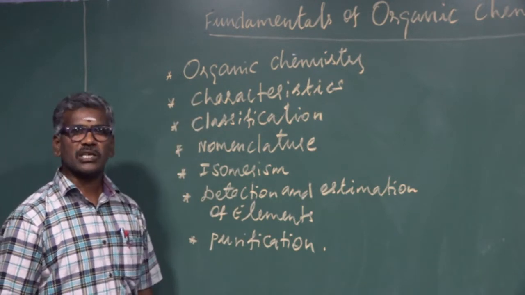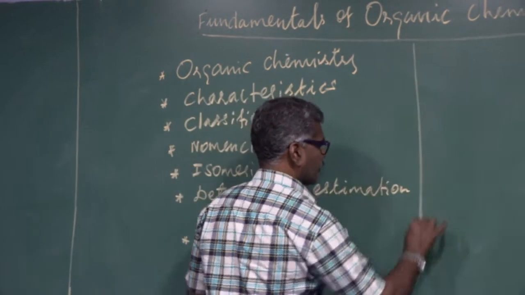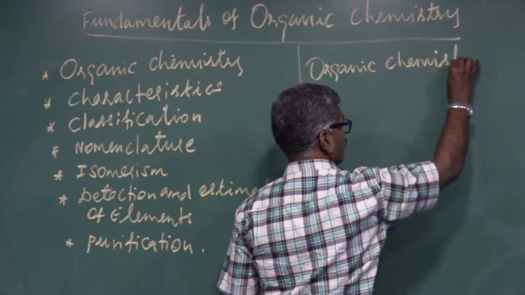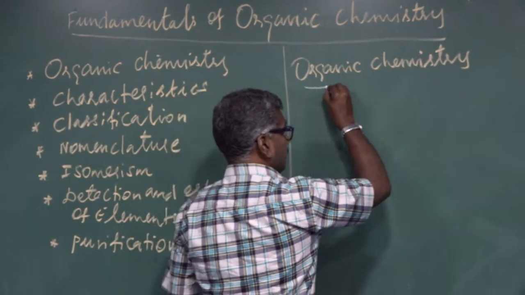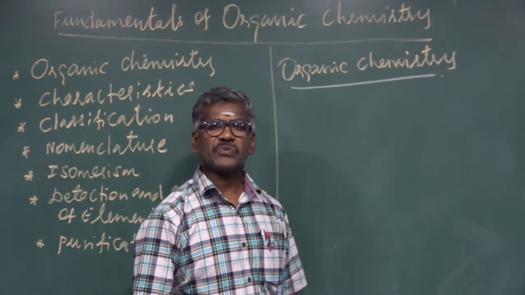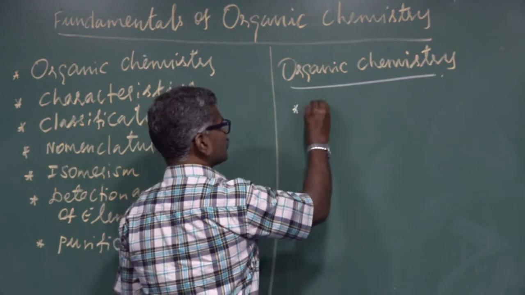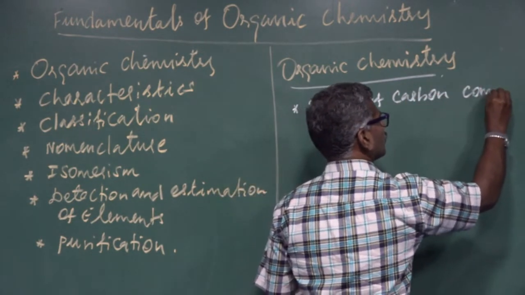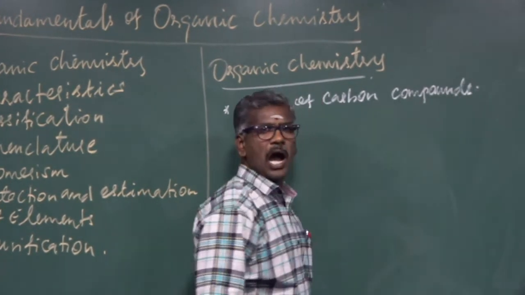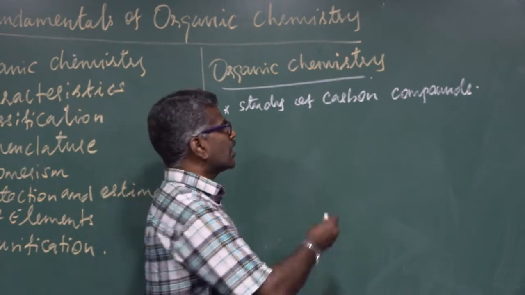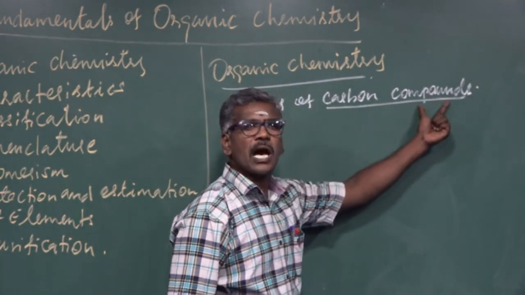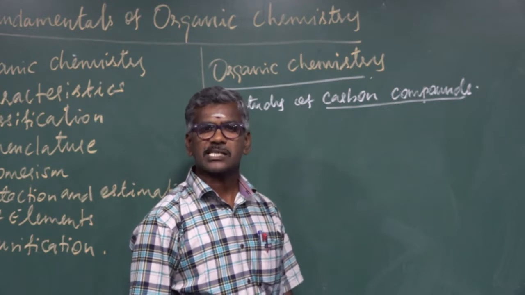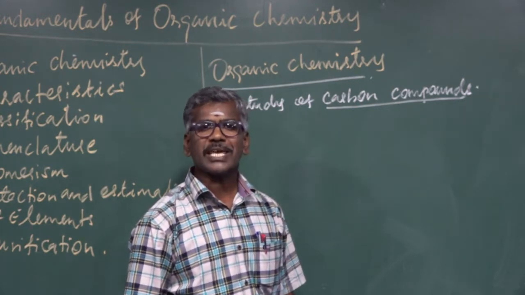First one is organic chemistry. What is the definition for organic chemistry? Organic chemistry deals with the study of carbon compounds, or chemistry of hydrocarbons and their derivatives. What is the meaning of carbon compounds? Compounds obtained from plants or living organisms, made up of carbon, hydrogen, nitrogen, oxygen, sulfur, etc. Some of the terminology used in organic chemistry.